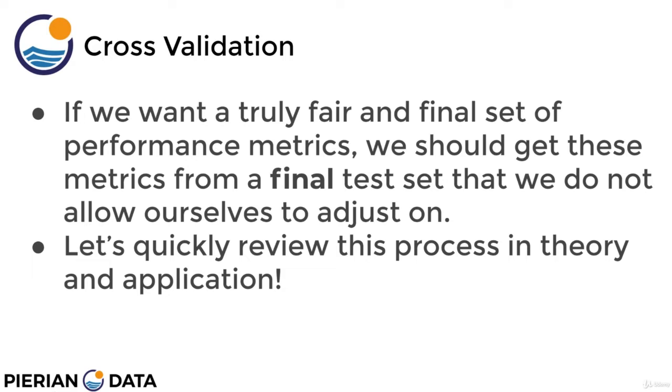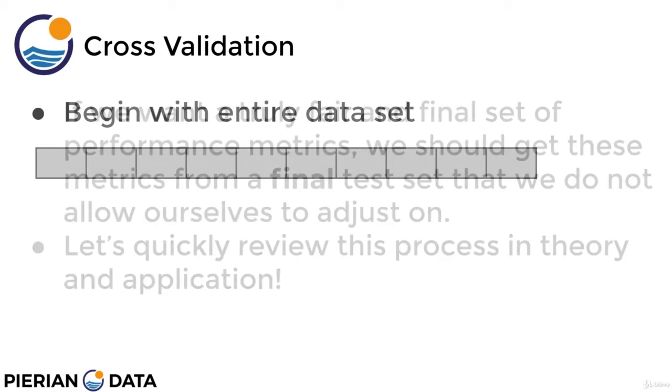If we want a truly fair and final set of performance metrics, that is, we're running our algorithm on real-world data and we expect it to have a real-world application, I really want to know metrics from a final test set that we don't allow ourselves to adjust on. That way I can know what the model's true performance is on data that it was never adjusted to, regardless of whatever happened before on the validation set. So let's quickly review this process in theory and in application.